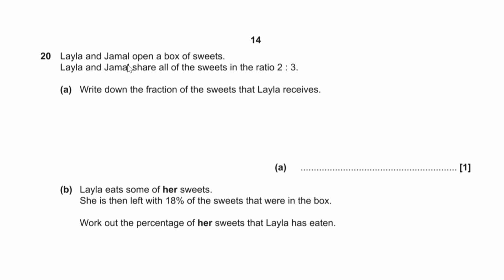Question number 20. Layla and Jamal open a box of sweets. Layla and Jamal share all of the sweets in the ratio 2 to 3. Part A, we have to write down the fraction of the sweets Layla receives. Well, she would receive 2/5 of the sweets.